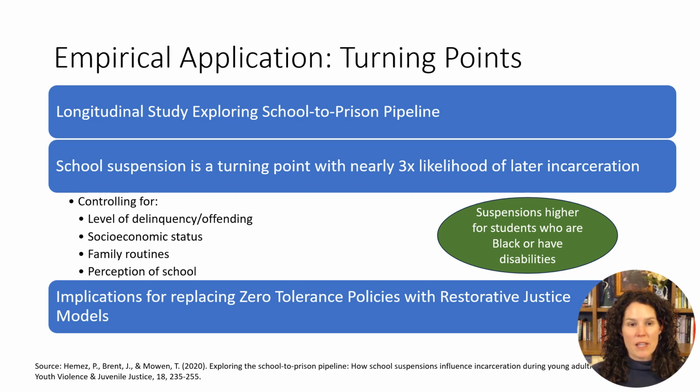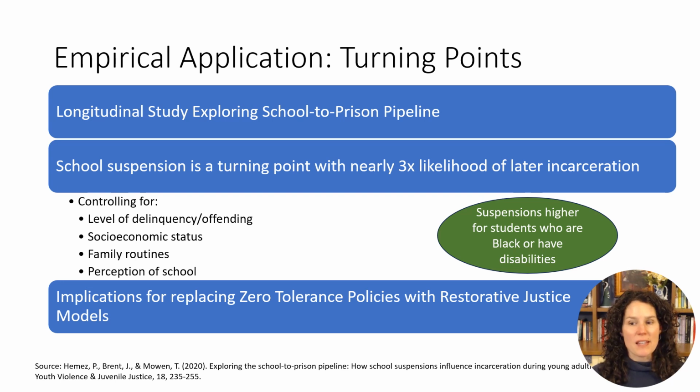And they did find that to be the case, that school suspensions became this kind of turning point that led to almost a 3 times increased likelihood of later incarceration. And this was even controlling for their level of delinquency or offending, their socioeconomic status, their family routines or lack thereof, their perceptions of school. So you could say, oh, it's not really about the suspension, it's about everything else that was going on. But actually, even controlling for all that, suspensions increased the likelihood of incarceration 3 times. So basically a negative turning point in people's lives.